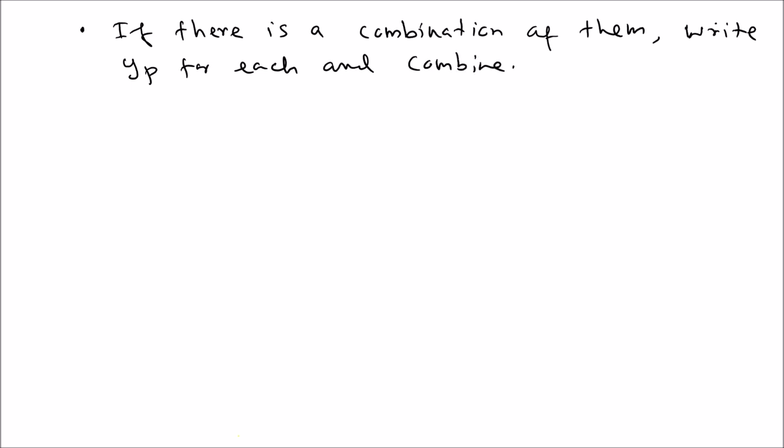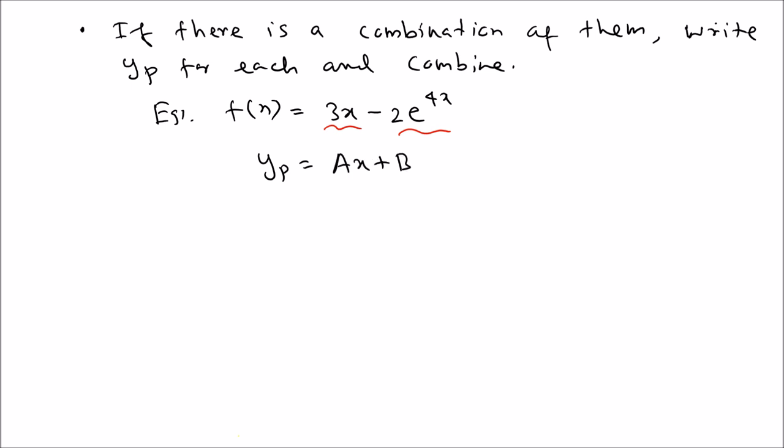Let's look at some examples. Let's say your f(x) looks like 3x minus 2e^(4x). You can see that there are two: a polynomial and an exponential function. We're going to have both in there. Because of the first degree polynomial, you need a term like Ax plus B, that's for 3x. Plus, because of the exponential one, you have Ce^(4x). We write for each and combine, so you just write one expression combining both. It's very simple.